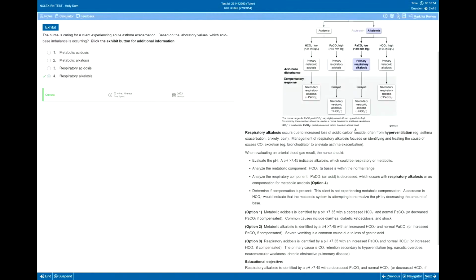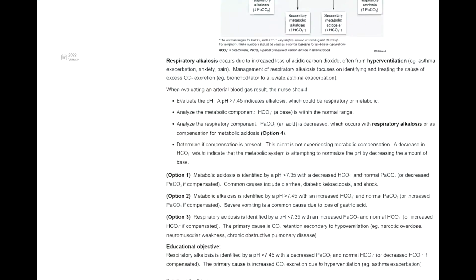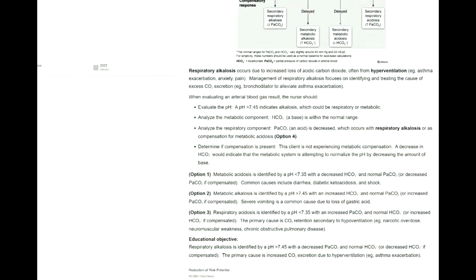So little study strategy for you. I'm going to zoom in so we can see this now. I like to use the acronym ROME when I'm answering the arterial blood gas questions. So ROME stands for respiratory, opposite, and metabolic, equal. This means that in respiratory conditions, our CO2 and pH are going to have inverse relationships. So when one goes up, the other goes down. But in metabolic conditions, our bicarb and our pH are always going to go up and down together. So using that, you can definitely answer these questions a little easier.